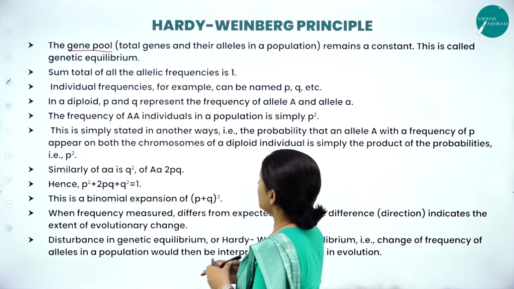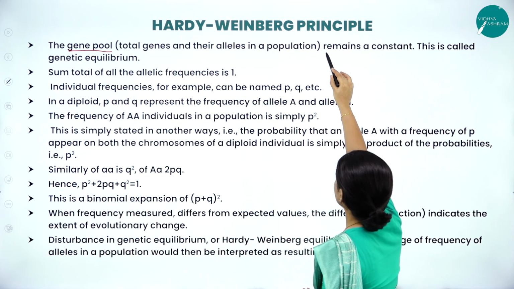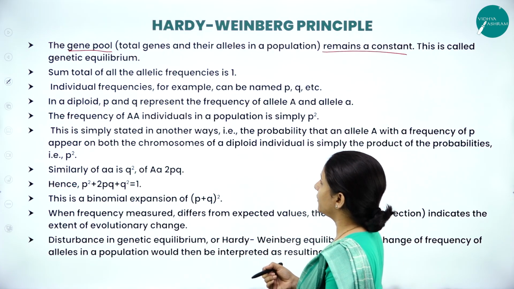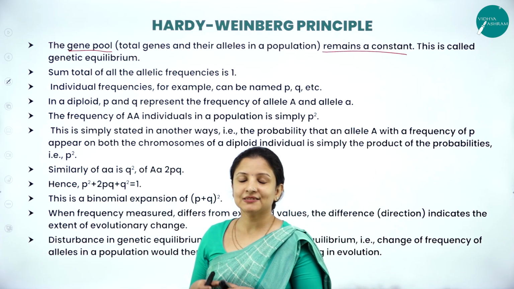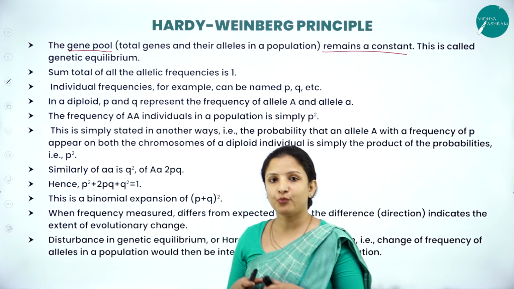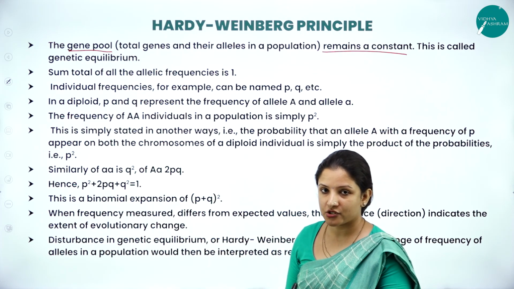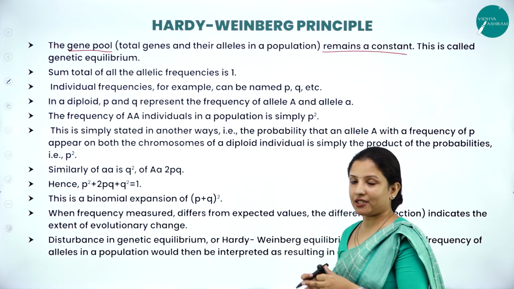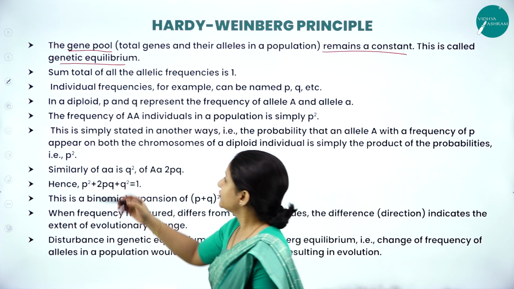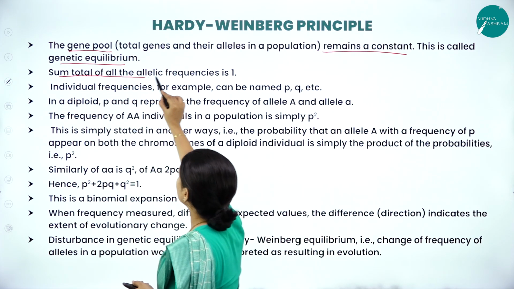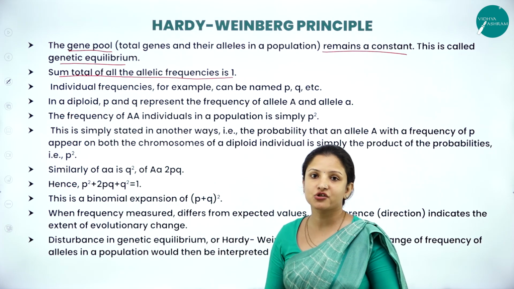So the gene pool remains a constant. According to Hardy and Weinberg, the total number of genes and their alleles in a particular population remains a constant right from one generation to another, maintaining genetic equilibrium. And they also stated that the sum total of all the allelic frequencies should be 1.